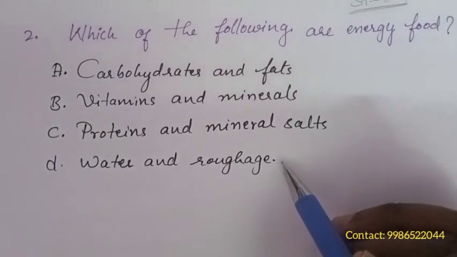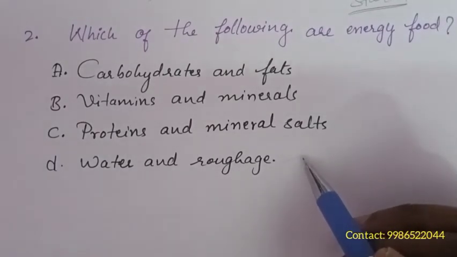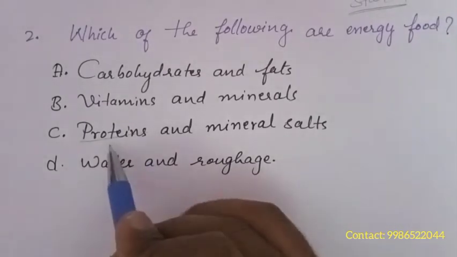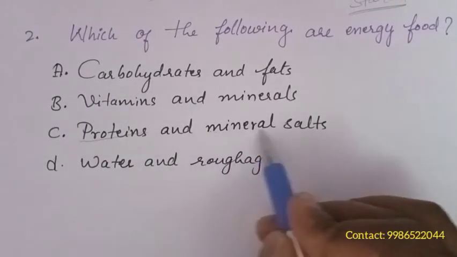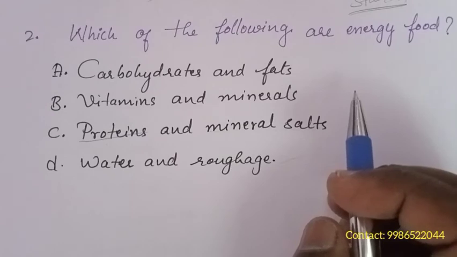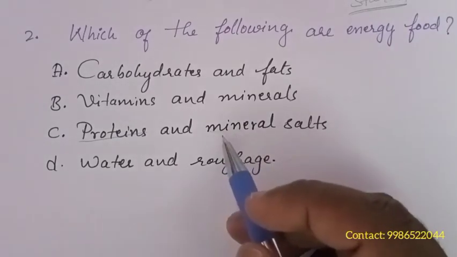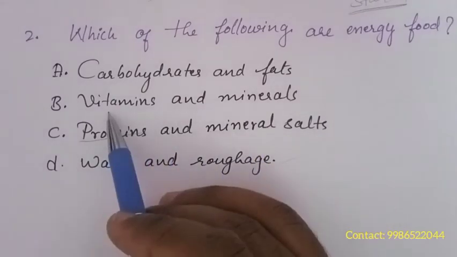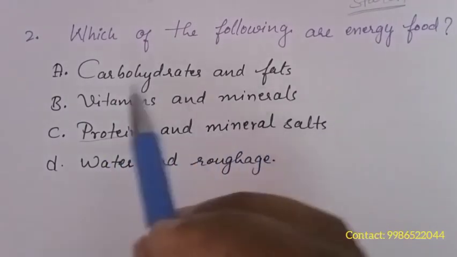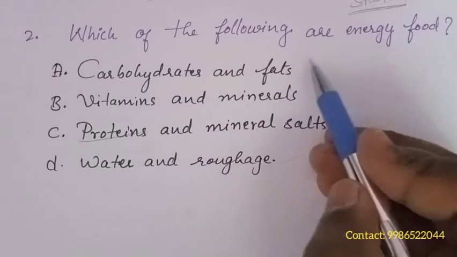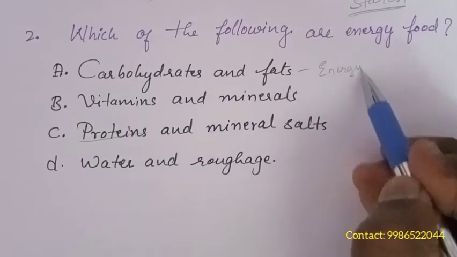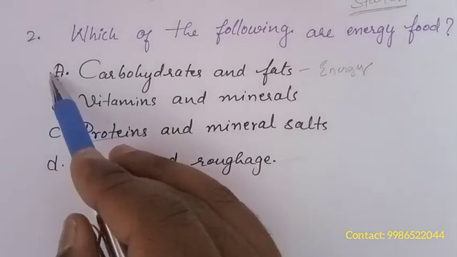Water and roughage is not a nutrient, but it helps in digestion. The protein is actually a body-building nutrient, and mineral salts help in the defense mechanism. That means they provide immunity against particular diseases. Vitamins are also the same. Again the minerals are given, but the carbohydrate and fat provide energy for us. Hence option A is correct.